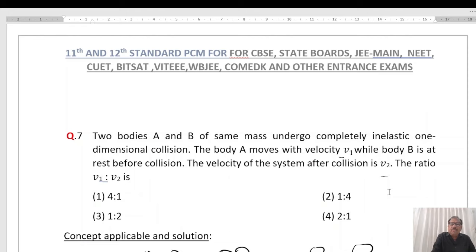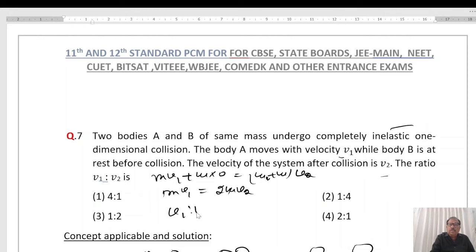It is perfectly inelastic, means m into V1 plus m into 0. Conservation of momentum: E equal to 0, so they will be m plus m into V2, right? According to this condition, mV1 equal to twice m V2. m goes, V1 over V2 equal to 2 is to 1. Option 4 is the correct option.